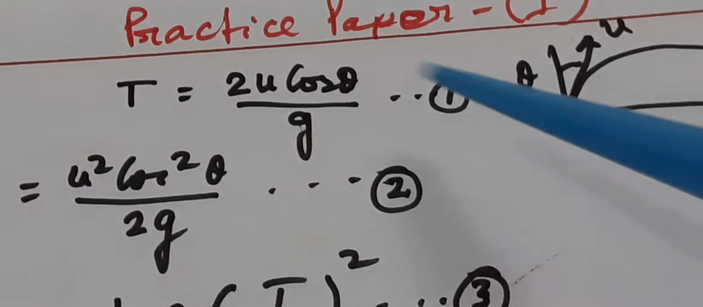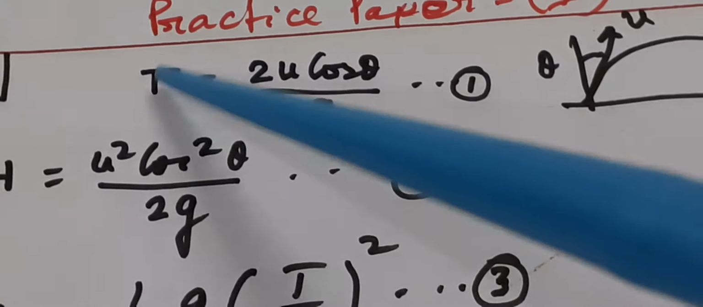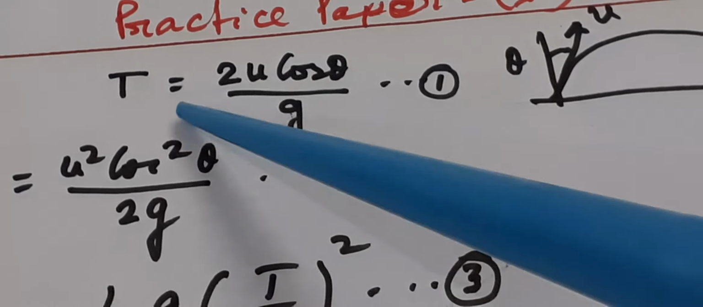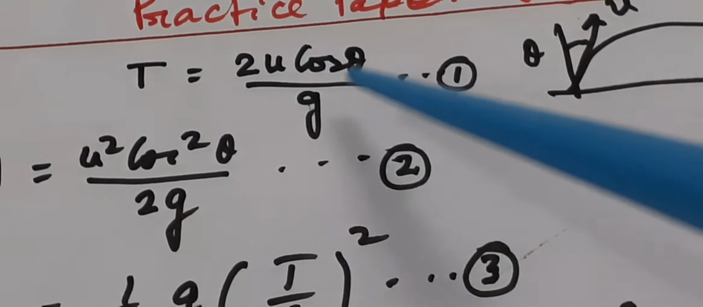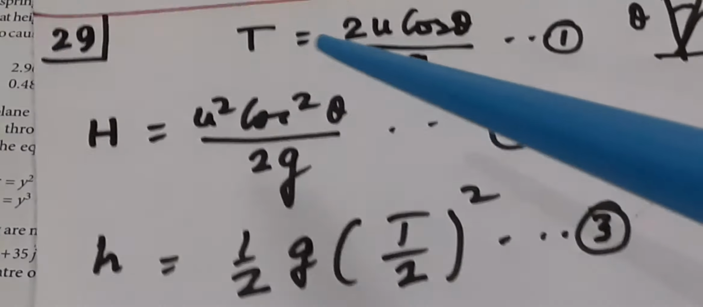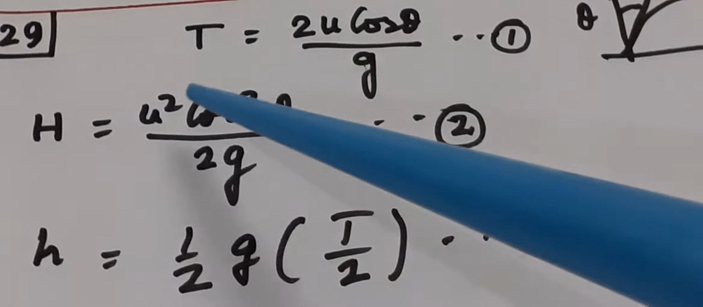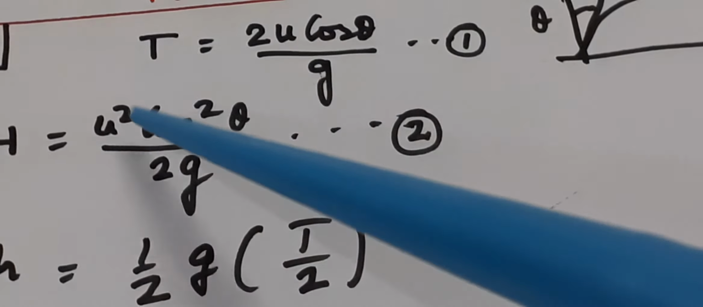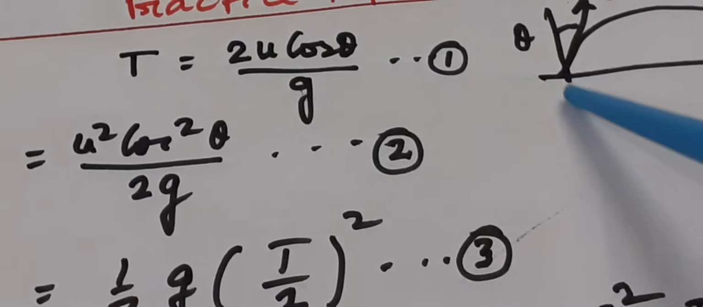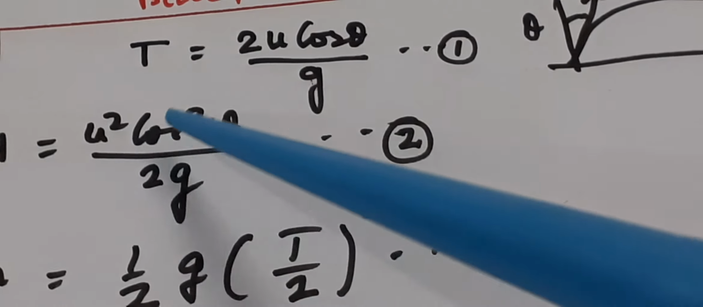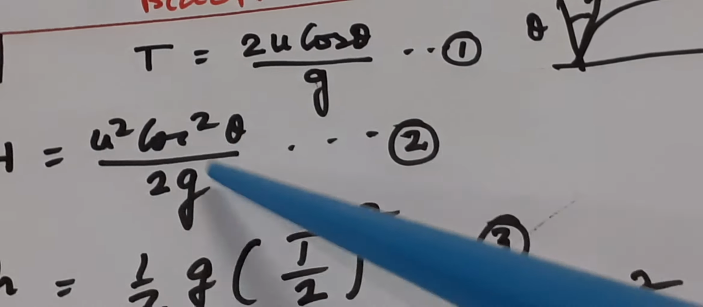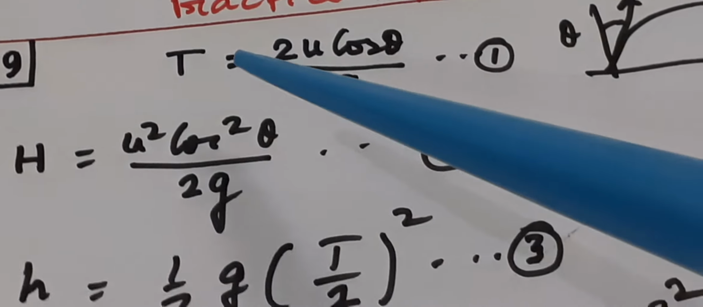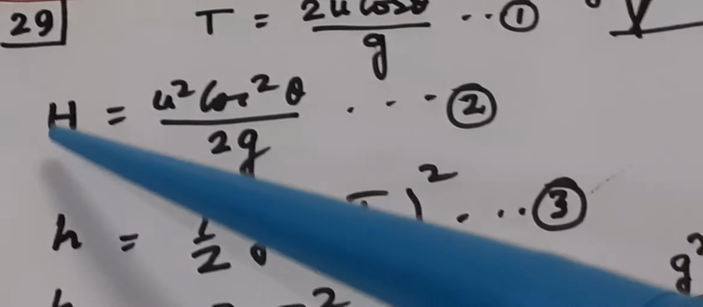Actually, we need to find the time of flight. That will be twice u cos theta over g. Now the height: the initial velocity in the upward direction is u cos theta, so the height will be u square cos square theta divided by twice g.